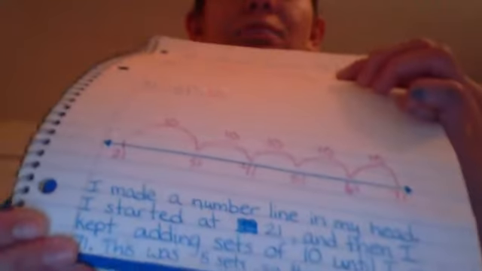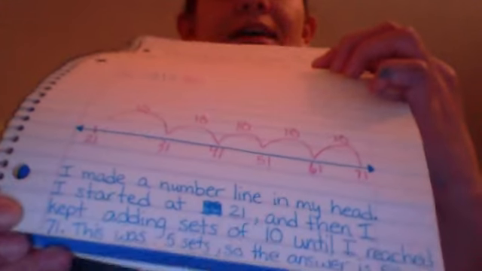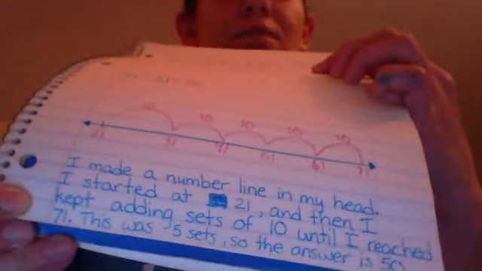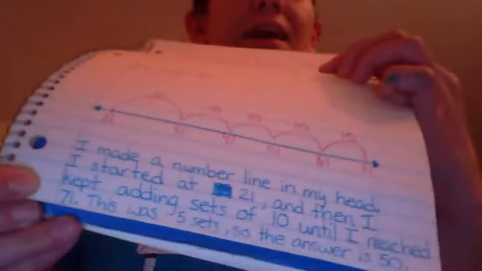So for 71 minus 21, say I had done that in my head with the number line. This is what I could write. I made a number line in my head. I started at 21, and then I kept adding sets of 10 until I reached 71. This was 5 sets, and so I knew that the answer was 50.